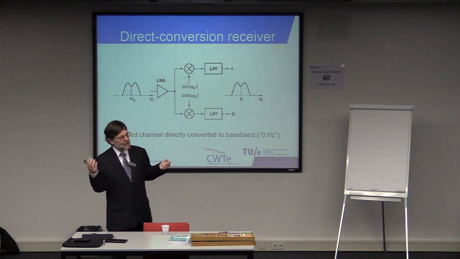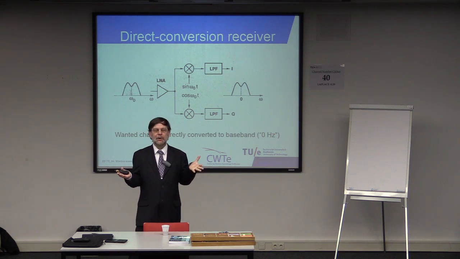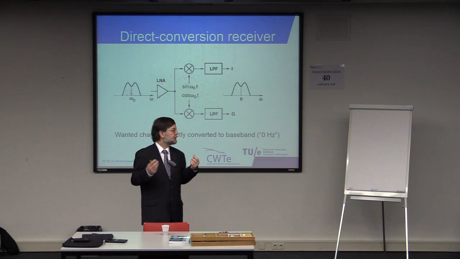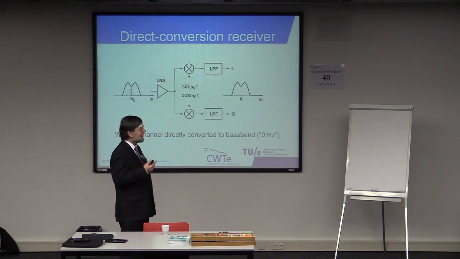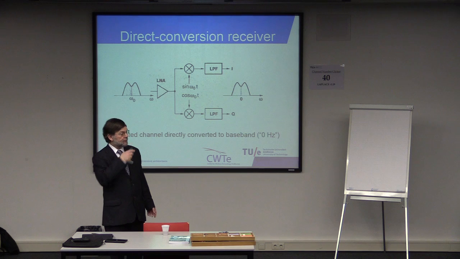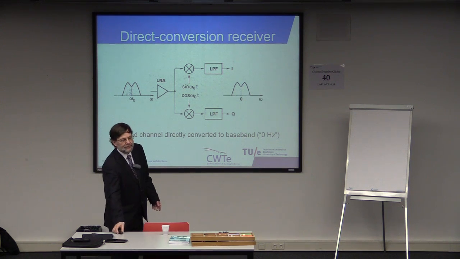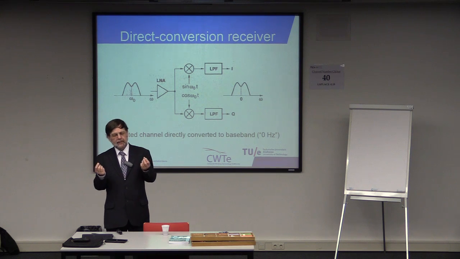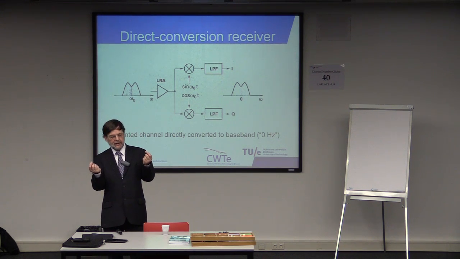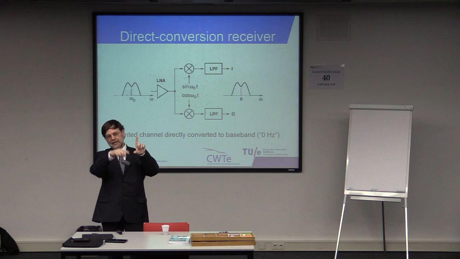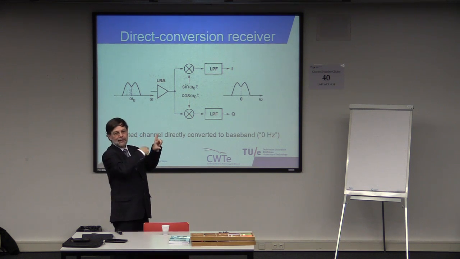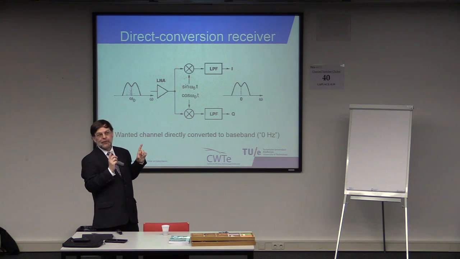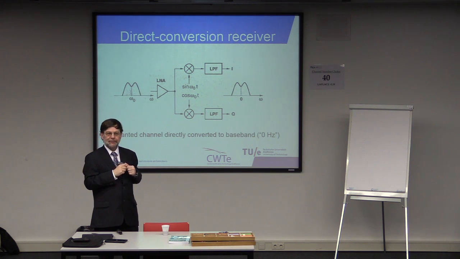One is the real part, one is the imaginary part. Together they give a complex representation of the input signal. And that's nice because if I have the same problem, a green wanted signal and a red interferer at the image frequency, both of them will end up at the same frequency, but one of them will rotate clockwise and the other one will rotate counterclockwise. So now I can tell them apart.